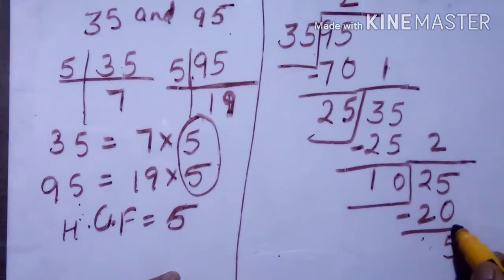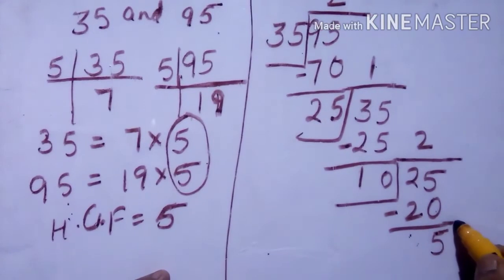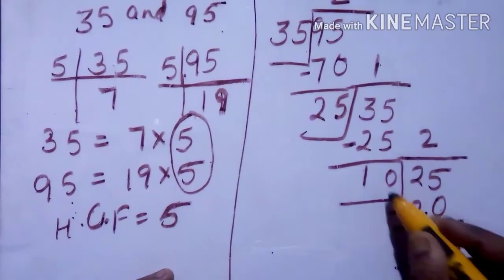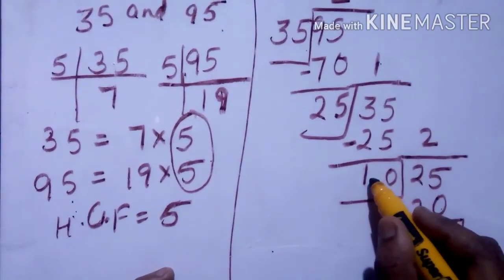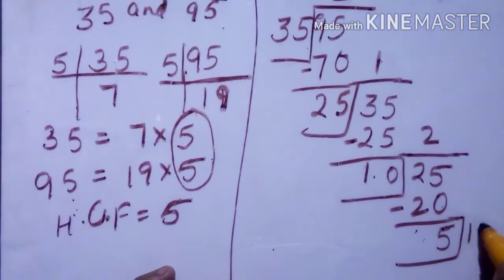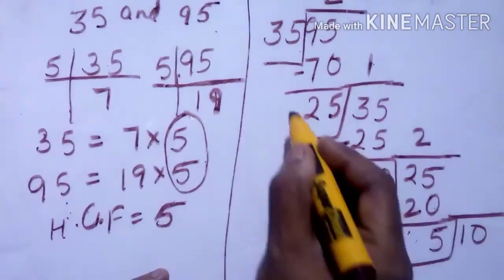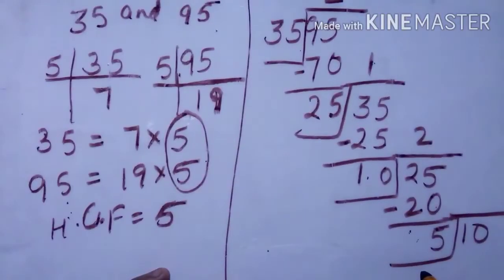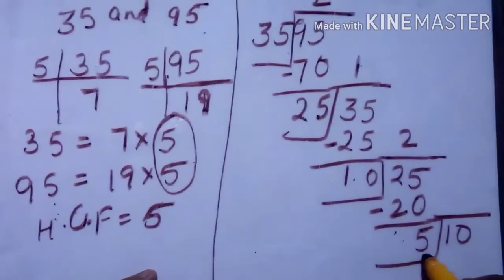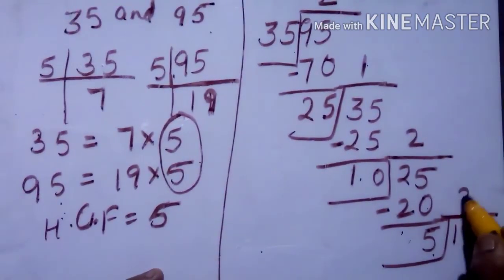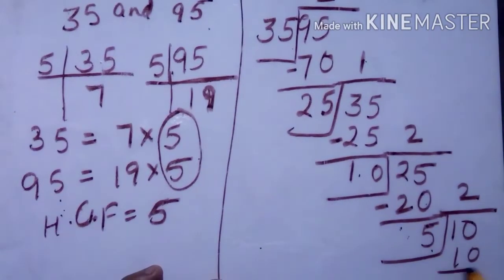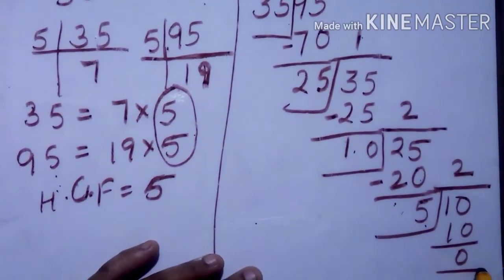Now that remainder becomes the divisor and the previous divisor becomes the dividend. So write here 10. We have to divide till you get 0 as a remainder. Now 5, how many times 10? 5, 2 times 10. Yes. Now you got 0 as the remainder.